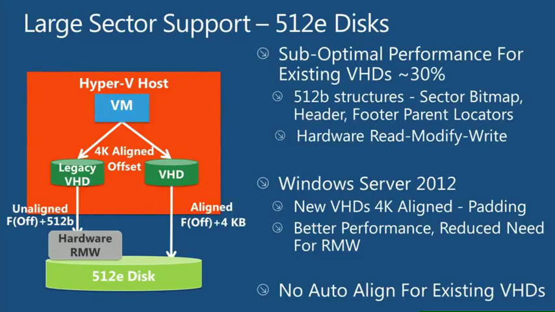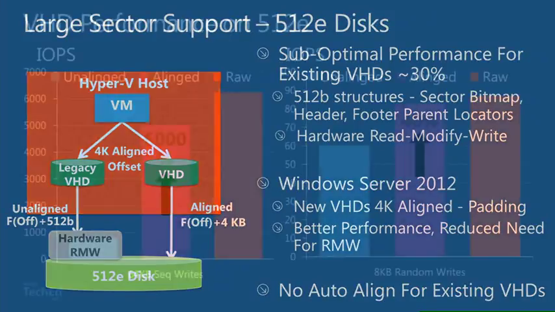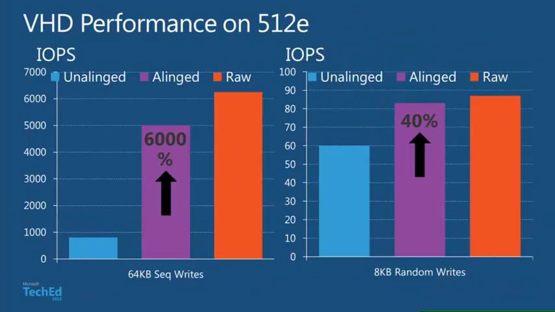I just want to point out the fact that if you bring a VHD from a down-level system onto Windows Server 2012, it's not going to be aligned for you. You'd have to manually go through the process of aligning it by creating a new VHD. I just want to point out the performance impacts of this alignment, right? So you see there's almost 6,000% performance improvement for a 64 KB sequential write workload. And for an 8 KB random write scenario, you're almost reaching the performance of the raw disk.